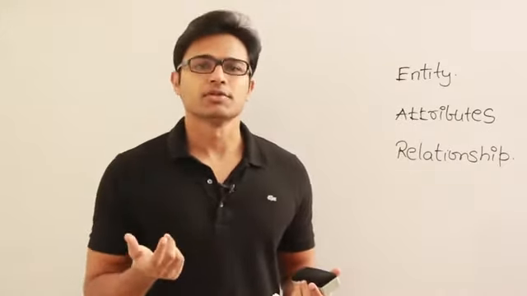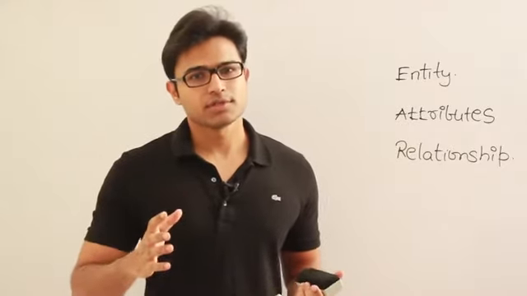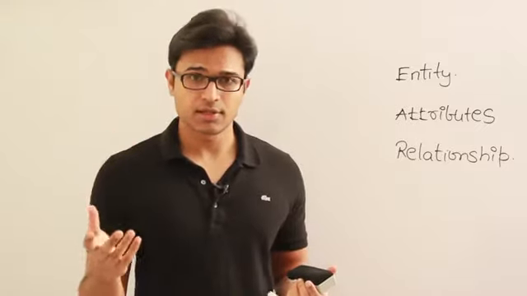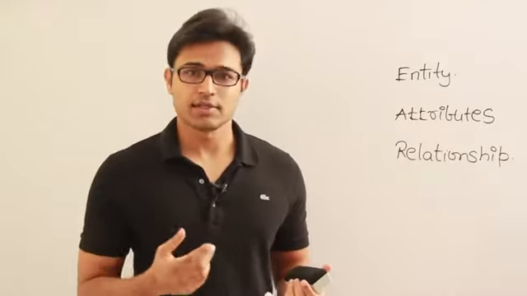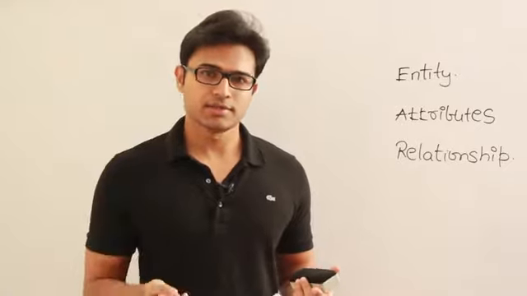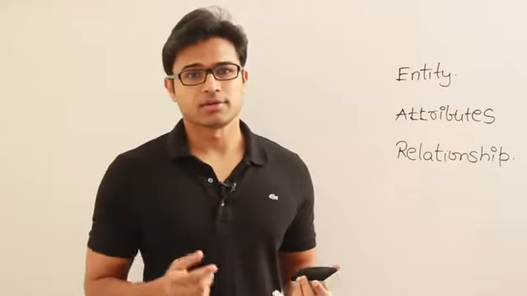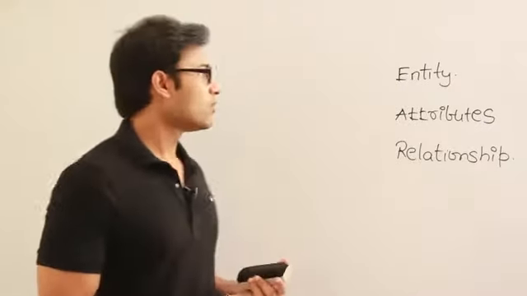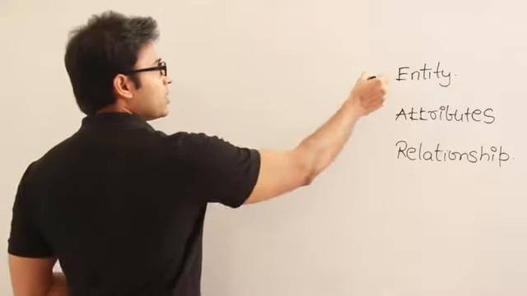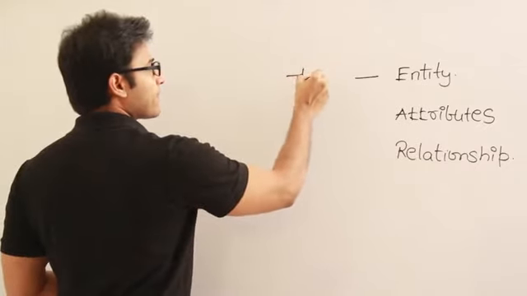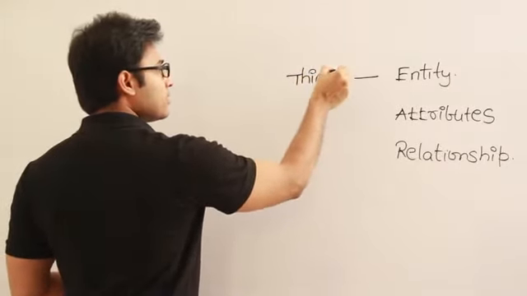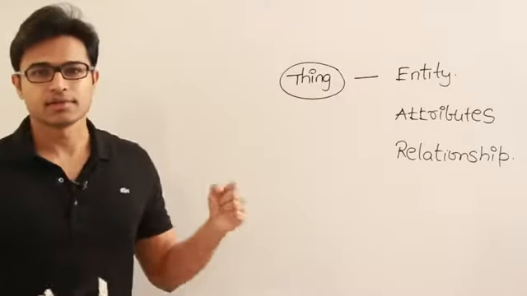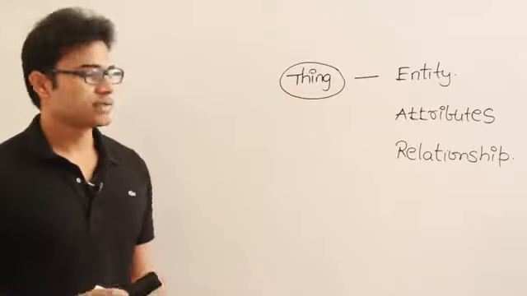And what about attributes? Attributes are again nouns which describe these nouns. For example, if a person is an entity, then he is going to have attributes like a name, some age, an address, a phone number. All these are going to be the attributes. So an entity you can think of as a thing in our real world which is going to be recorded in our database, and that is what is called an entity.